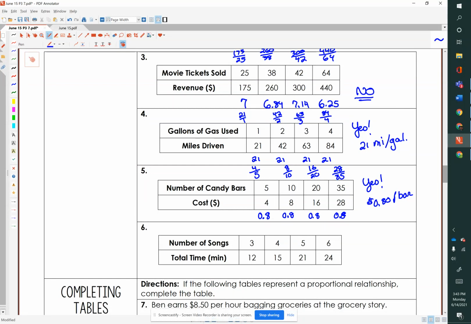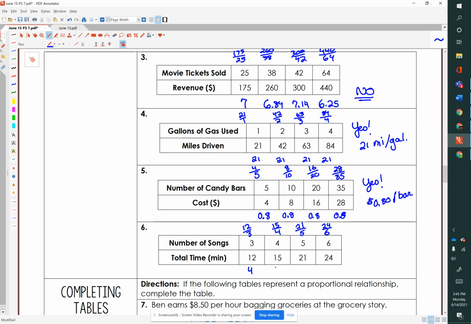Looks like we might be downloading songs, and we'll see how long it takes to download them. This must be when internet was a little slower. Maybe they're using our Chromebooks at school. So we're going to divide 12 by 3, 15 by 4, 21 by 5, and 24 by 6. So we've downloaded 3 songs in 12 minutes. So when we make those calculations, that would be 4 minutes per song.